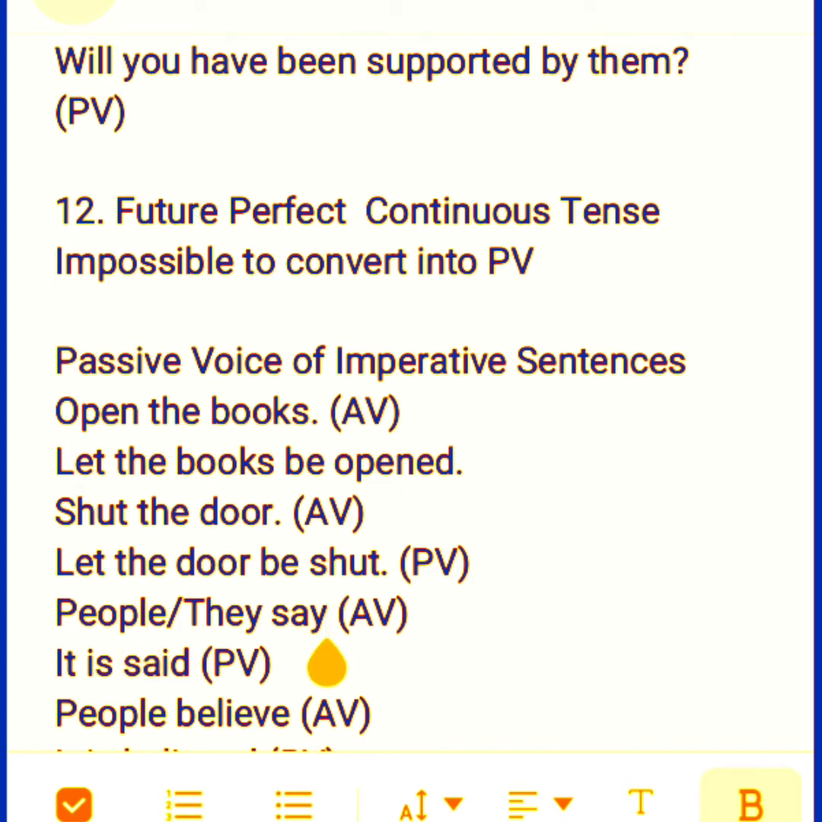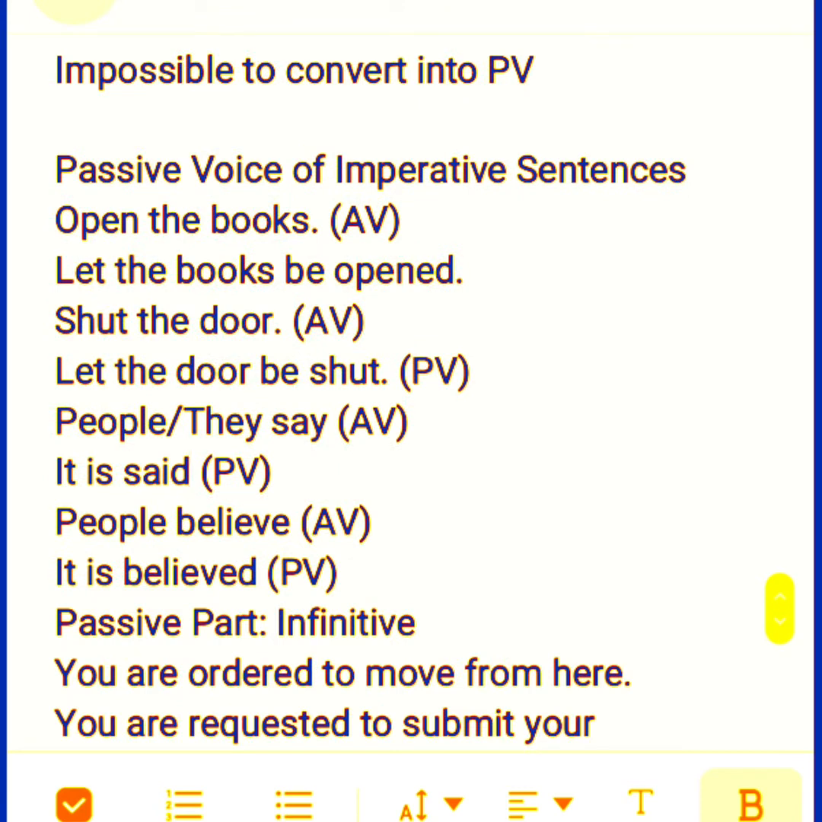Okay, then by you can add people or they say. People say, they say. Passive voice is it is said. It is said by the people, by them. Okay, when we say it is said that man is mortal, it is said that the people who commit crimes, they are arrested, they are punished. Okay, it is said. People believe, it is believed. And we add something like this: it is believed that mostly the honest people are respected.